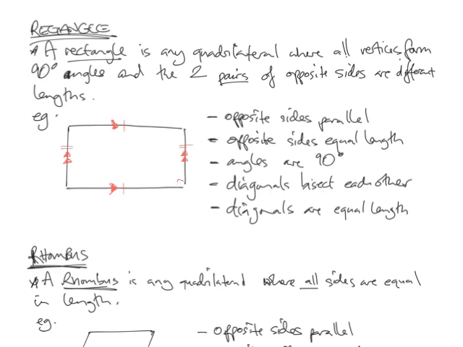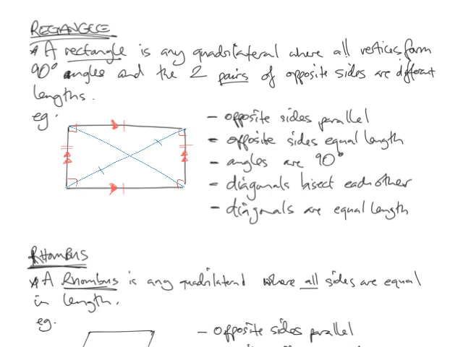The other property is that the angles are all 90 degrees. And once again, the diagonals bisect each other. So if I draw diagonals here, they will bisect each other.